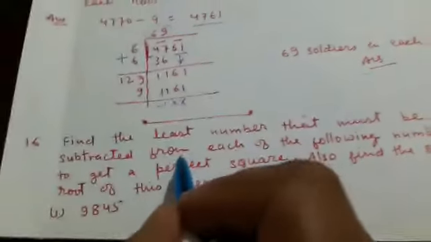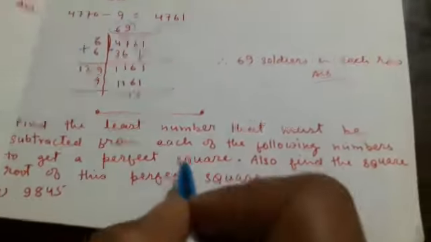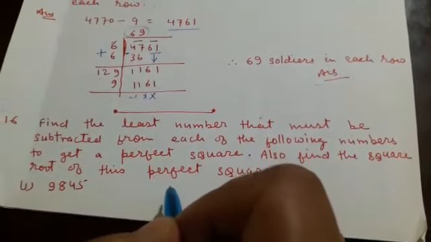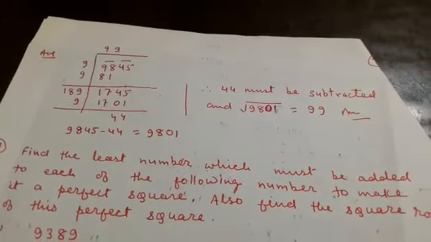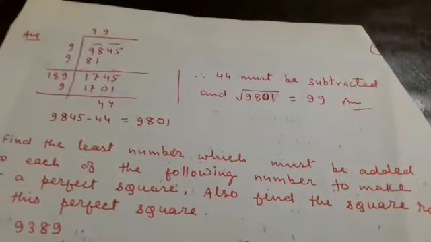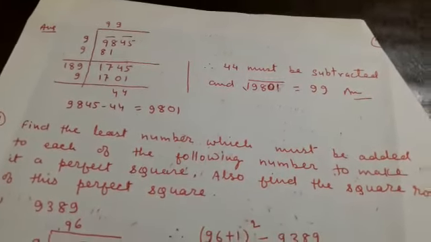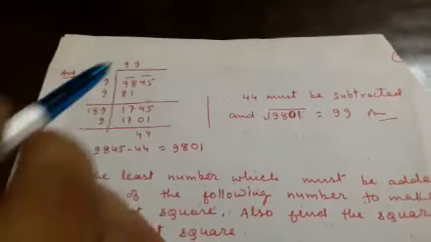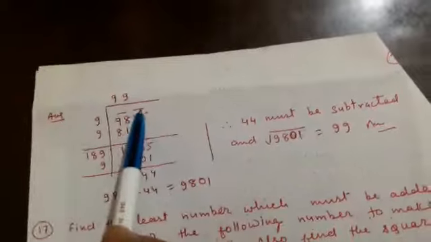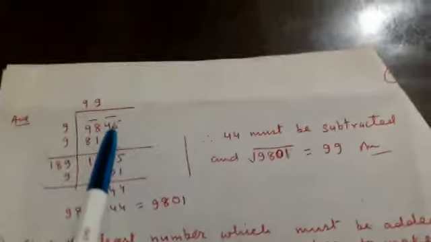Next question is, find the least number that must be subtracted from each of the following numbers to get a perfect square. Also find the square root of this perfect square. First part of this question is 9845. We have to find the least number which we subtract from the given number so that it becomes a perfect square. Let us see. Again we have to find the square root of the given number. Given number is 9845. From the right hand side, let us make pairs, 45 and 98.